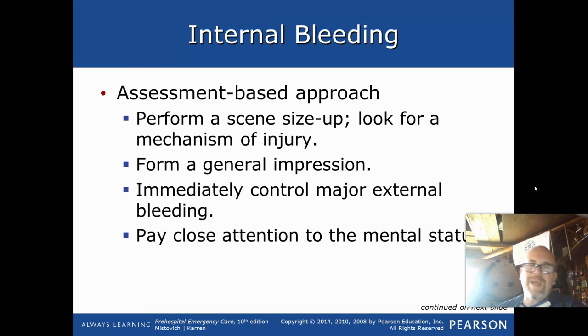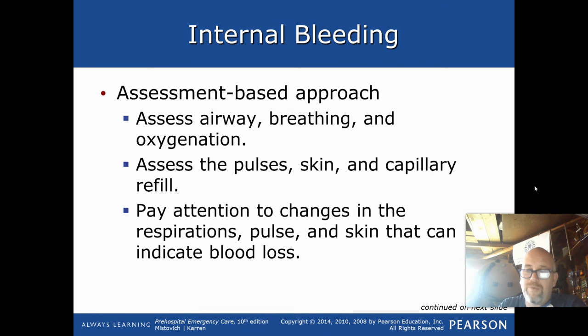Assessment-based approach: perform a scene size-up, look for a mechanism of injury, form a general impression, immediately control major external bleeding, and pay close attention to the patient's status. Big things, again, ABCs, back to the normals. We want to make sure that we have those ABCs intact. If that patient's mental status begins to change, the ABCs are going to start to decrease, and in that respect, we're going to have some change in life threats.